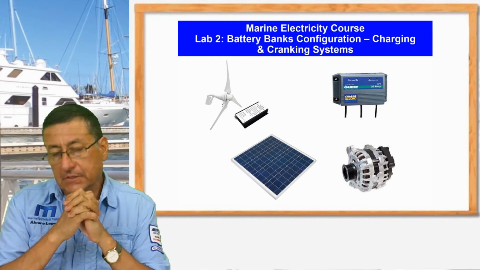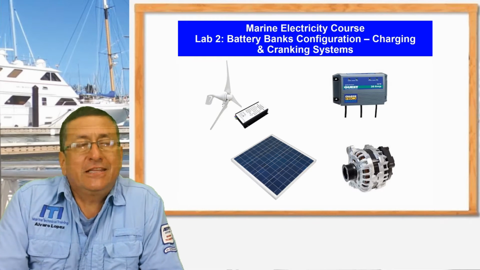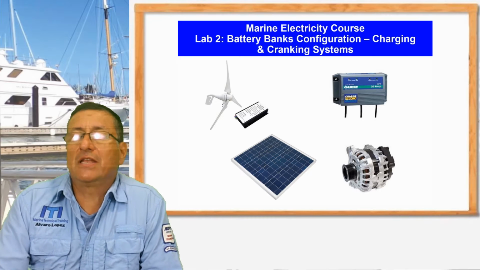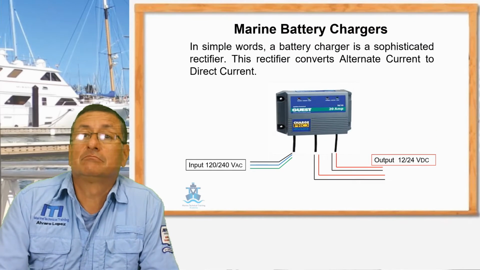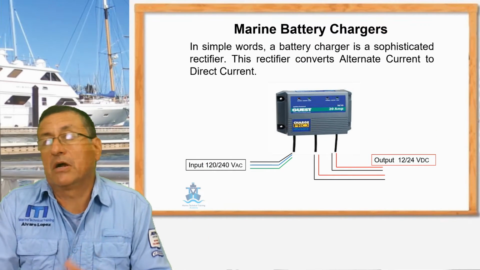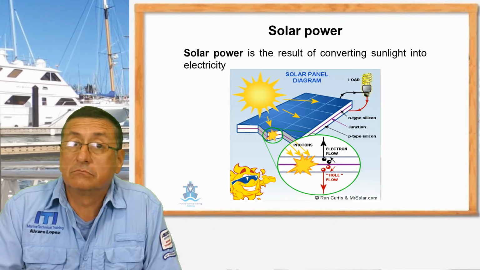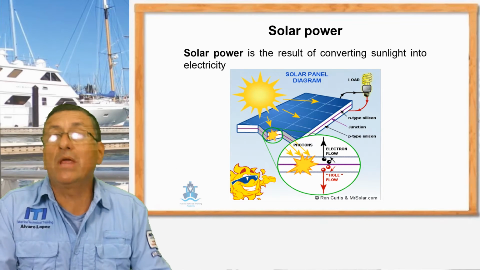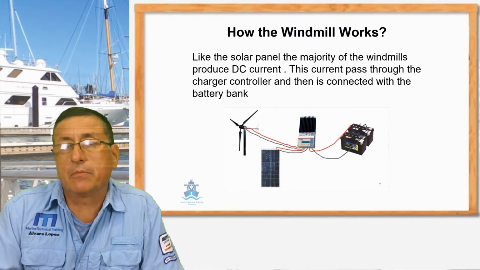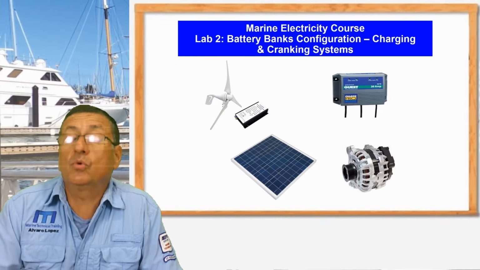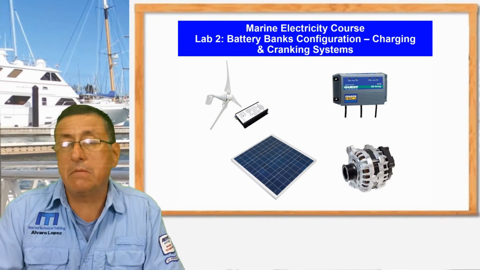In the second part of the laboratory, we are going to analyze the charging systems, the different types of charging systems that you have in a boat. In general, you have the marine battery chargers, the alternators, the solar panels, and the windmills. All of those are able to charge the battery bank. And we will see how to integrate those elements with the ACRs and the battery banks.